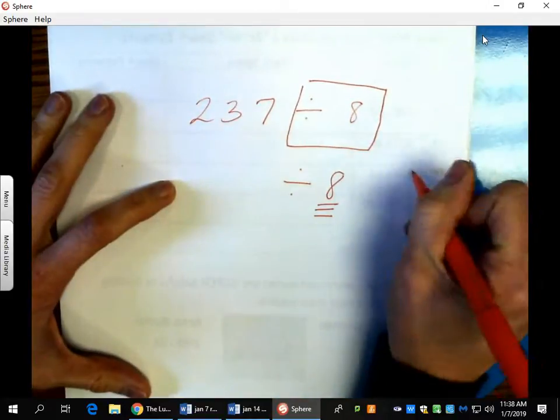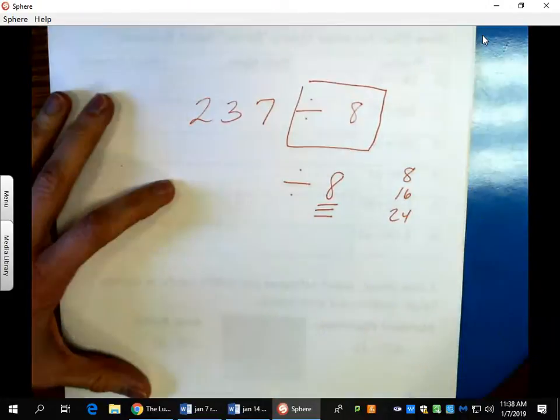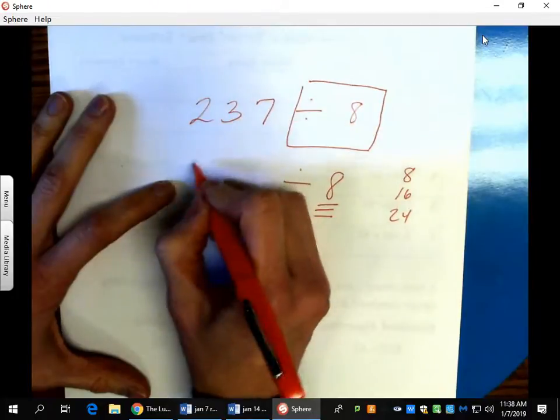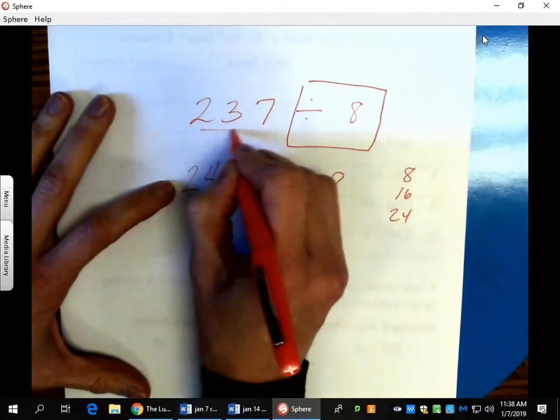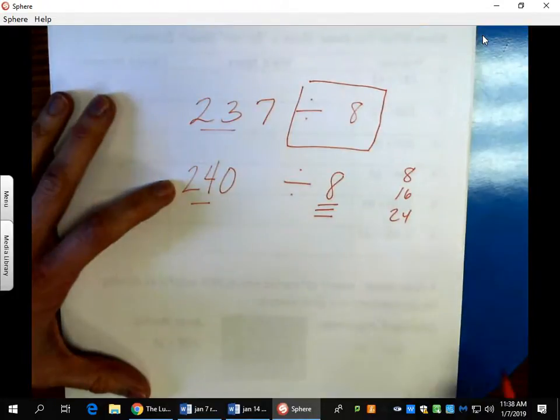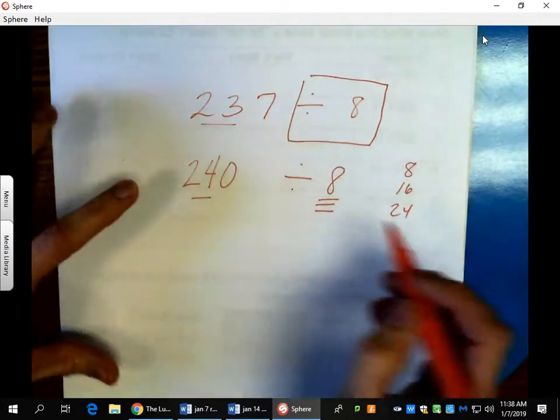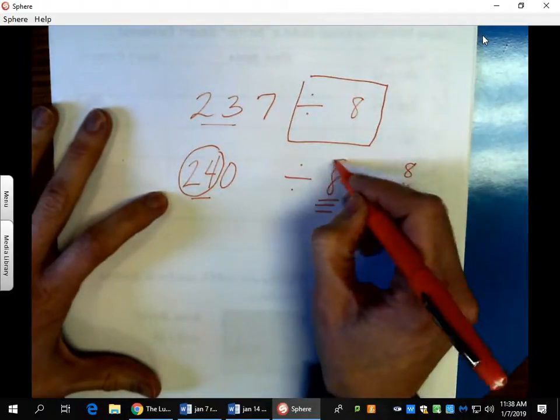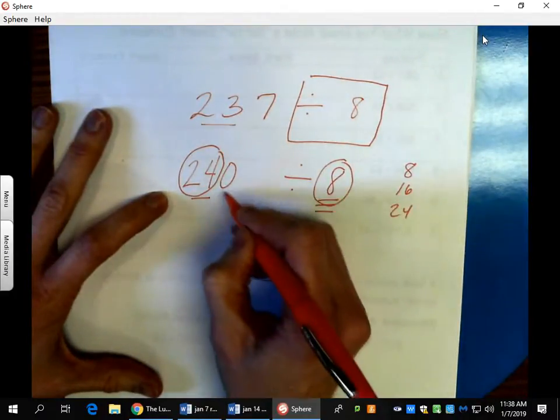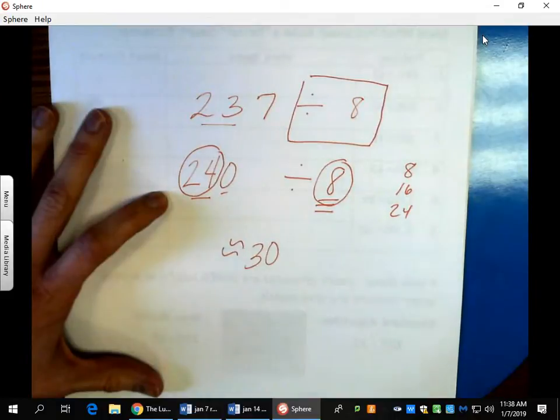So we kind of go 8, 16, 24, its multiples. I see, wait a minute, what if I made that a 24 with a 0? And so I would say that is pretty darn close, but now I can do it using my basic facts. 24 divided by 8 is 3, carry over the 0, so about 30.